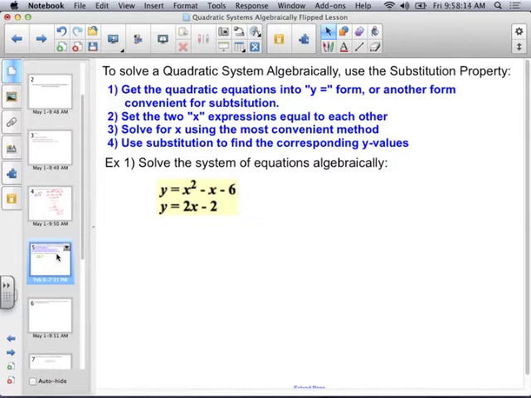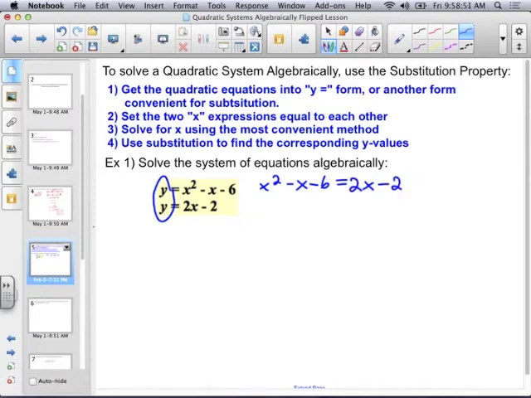The way substitution works is as long as I have an expression equivalent to something else, I could always switch it out. Now you'll notice both of the equations are set equal to y, which means that technically x squared minus x minus 6 could be set equal to 2x minus 2. So I'm going to set the two x expressions equal to each other. So that's going to give me x squared minus x minus 6 equals 2x minus 2.